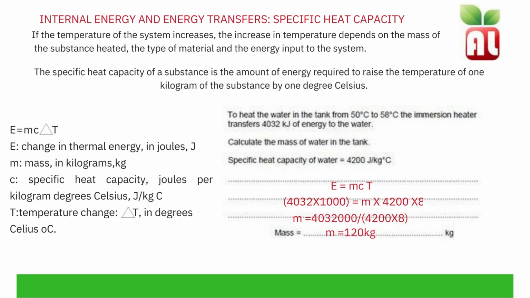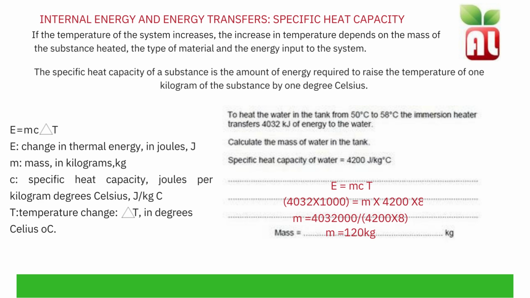An example question: to heat the water in the tank from 50 to 58 degrees Celsius, an immersion heater transfers 4,032 kilojoules of energy to the water. Calculate the mass of the water in the tank. The specific heat capacity of water is 4,200 joules per kilogram degrees Celsius.